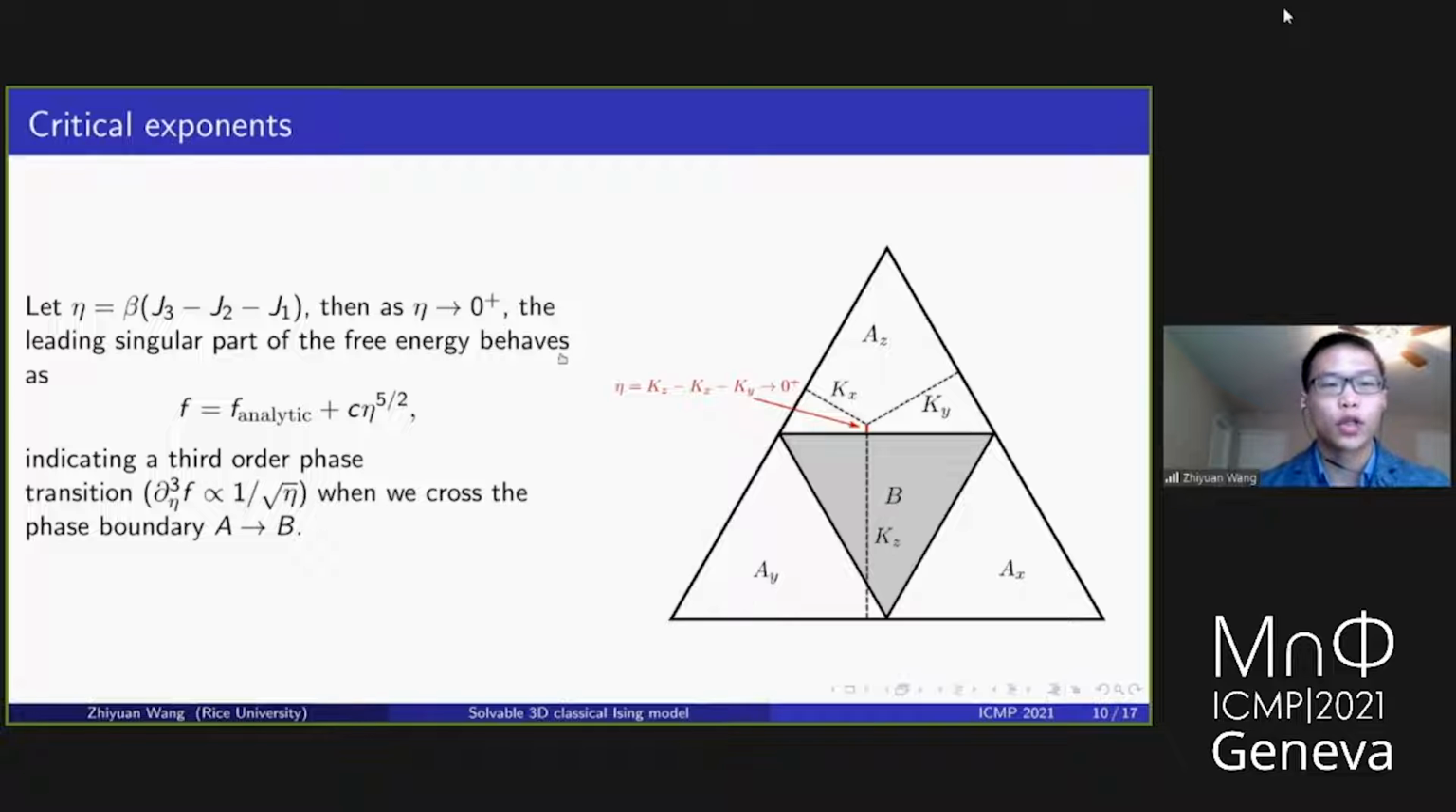The exact solution also allows us to calculate some of the critical exponents of this model. For example, if we approach the phase boundary from the A phase, then the leading singular part of the free energy behaves like this. It's proportional to eta to the 5/2, where eta is the distance from the phase boundary. This confirms that our statistical model has a continuous third-order phase transition, because the third-order derivative of the free energy diverges at the phase boundary.